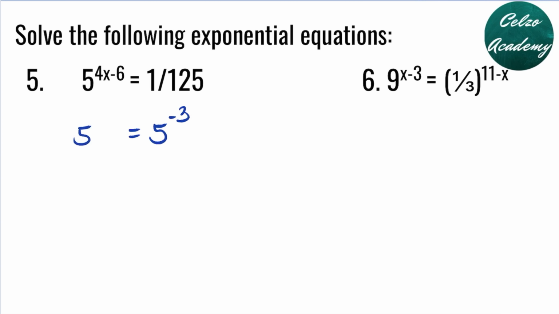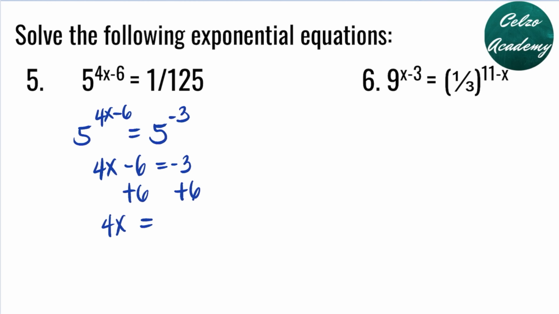Left side is 5 to the power of 4x minus 6. Since we have the same base, we can now write down the exponents: 4x minus 6 is equal to negative 3. Isolating the variable x, we add 6 to both sides, and we will now have 4x is equal to negative 3 plus 6, which is 3. Dividing both sides by 4, our x value here is 3/4.